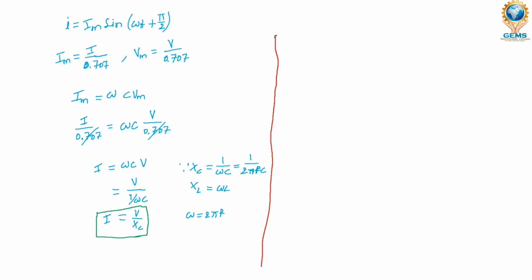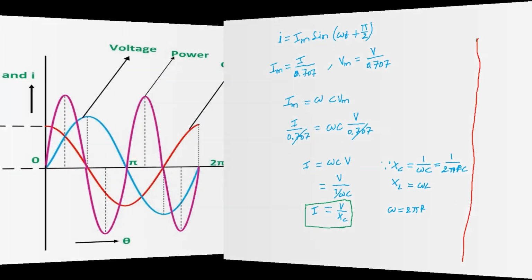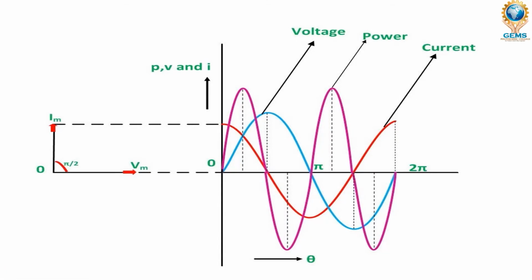Now we will continue. Now we will check the power formula. Before going to the power formula, you can see this diagram, power in capacitive circuit. We already discussed this phasor diagram. Voltage is moving here, current is coming here. Now you can check this.